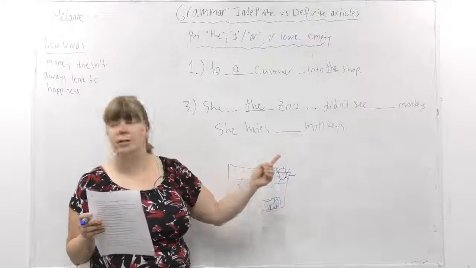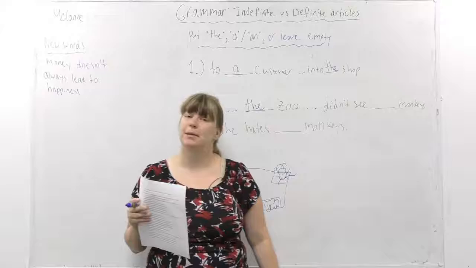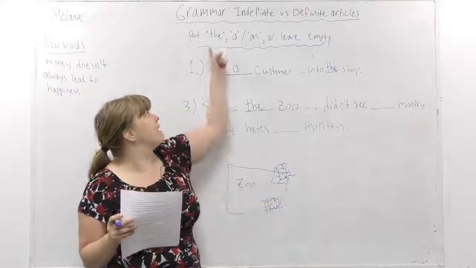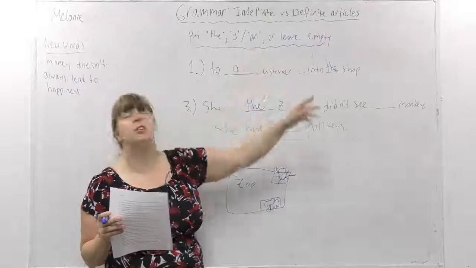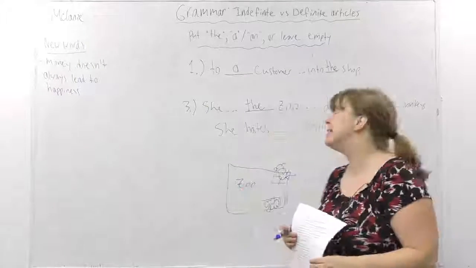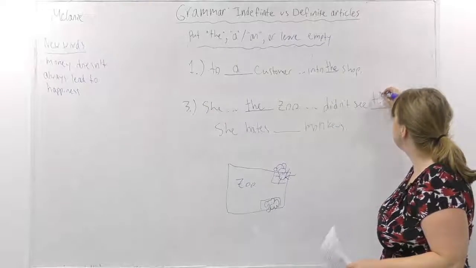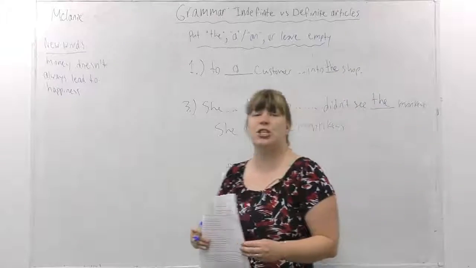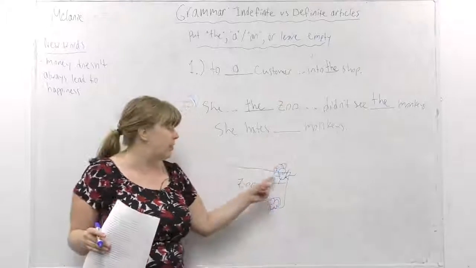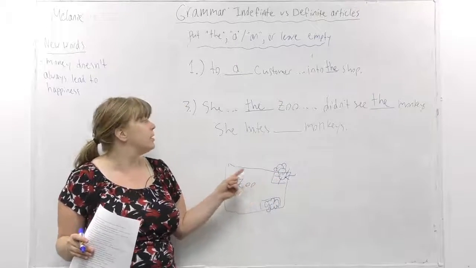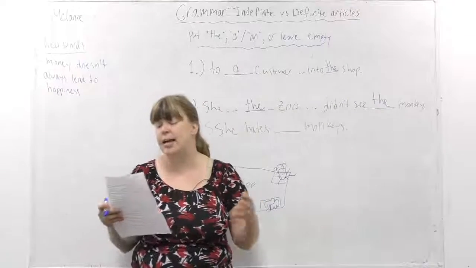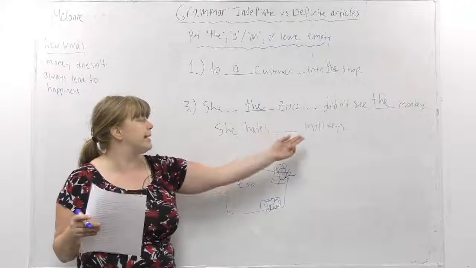She went to the zoo, but she didn't see monkeys. So what do you think? Definite article, indefinite, or no article? Okay, got an answer. Very good. We use a definite article. She didn't see the monkeys. She's talking about these monkeys at the zoo. Not just any monkeys, the monkeys at the zoo. So she went to the zoo, but she didn't see the monkeys there because she hates monkeys.